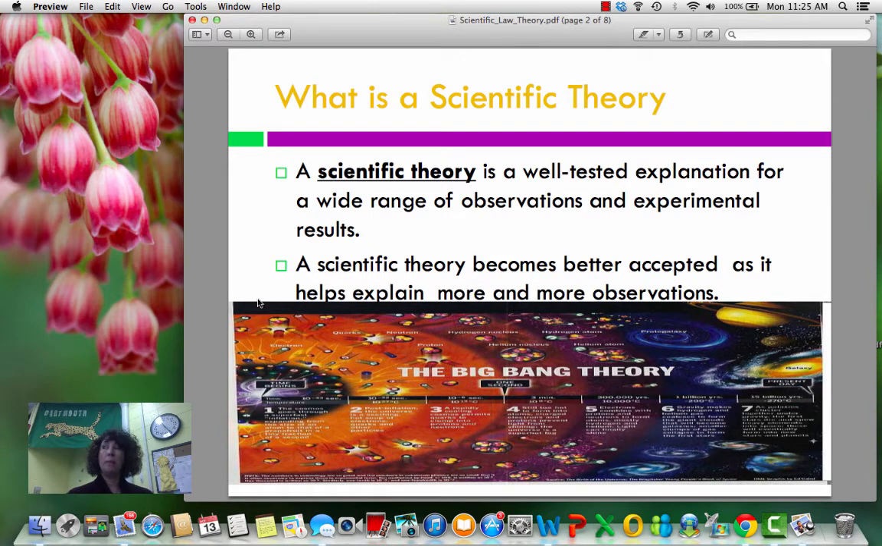And let's get started. A scientific theory is just a well-tested explanation for a wide range of observations and experimental results. And that theory can become better accepted as it helps explain more and more observations that scientists are making, like, for instance, the Big Bang Theory. More and more observations that scientists are able to make can be explained through the Big Bang Theory. And so it is becoming more and more accepted.